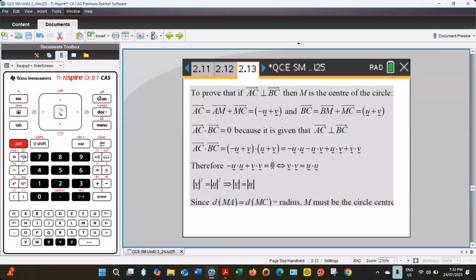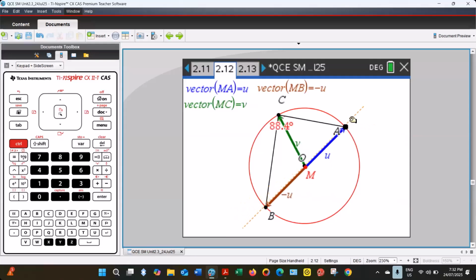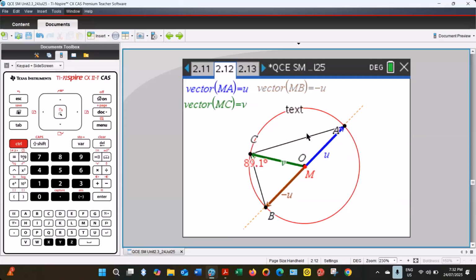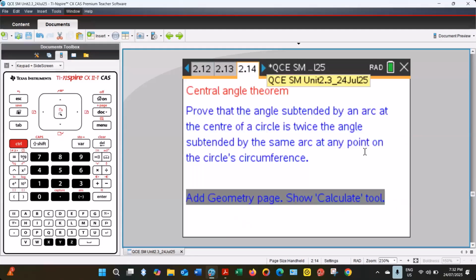I know that it's a right-angled triangle, that's the given, so I know that the scalar product has to equal 0. An implication of that is that the magnitude of v must equal the magnitude of u. How can that be? That can only be if u and v are, in fact, the radius of the circle. That will make them equal length. So we've proved that M is the center of the circle. The midpoint is the center of the circle, as required.